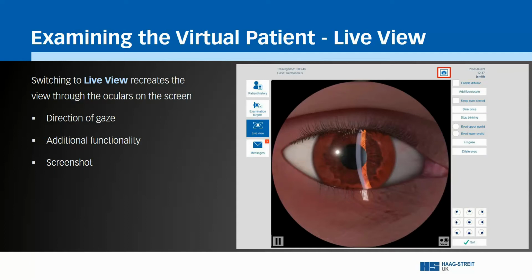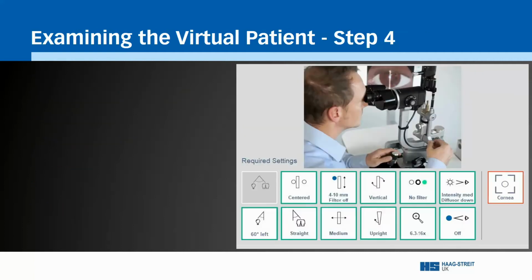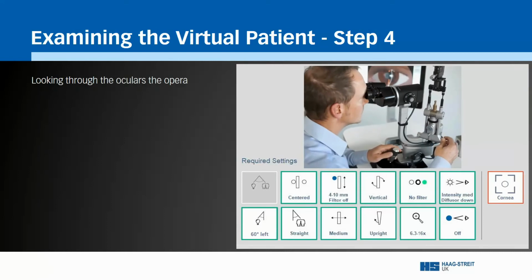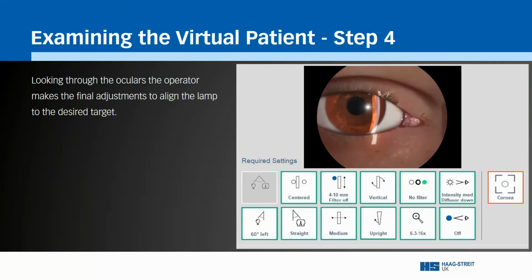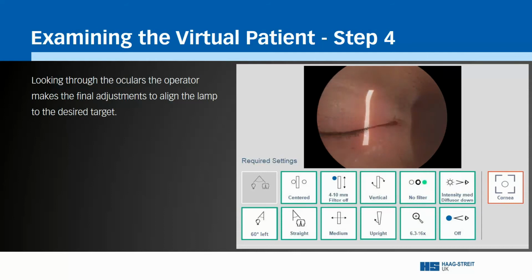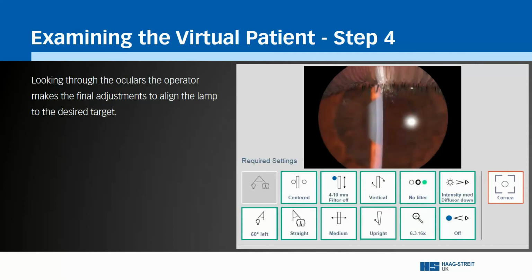Users can capture screenshots of the live view to save to their library. These are temporarily stored in the Messages tab. You can also switch between oculars for the live view. For the examination of the virtual patient, the operator switches back to the Examination Targets tab and looks through the oculars, making final adjustments in order to acquire the desired target.